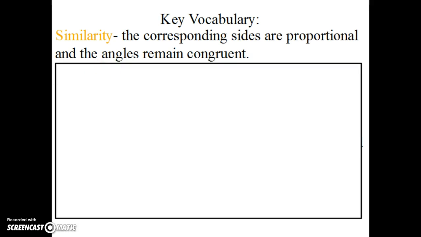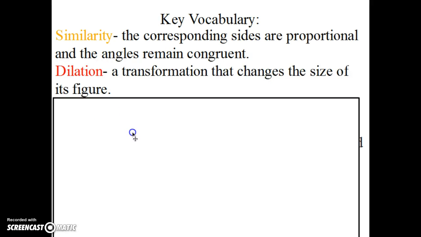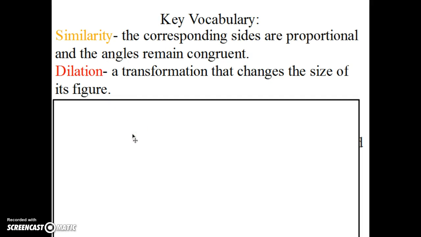So our next vocabulary word is dilation itself. Dilation is a transformation that changes the size of a figure. Now, when we think of all our different transformations, you have translation, rotation, and reflection. And now we're going to add dilation.